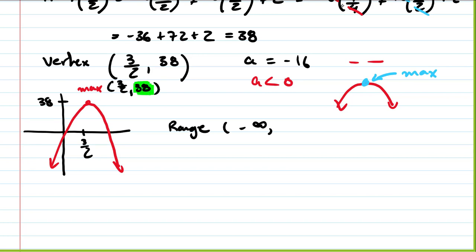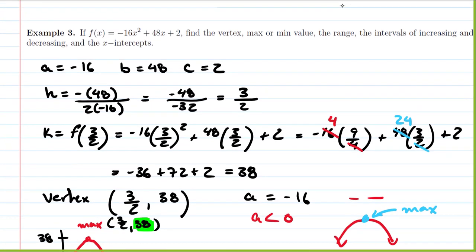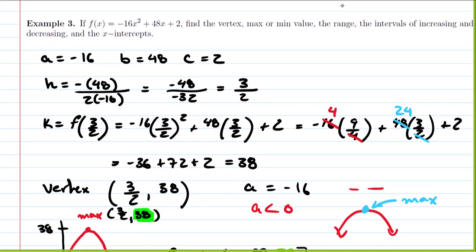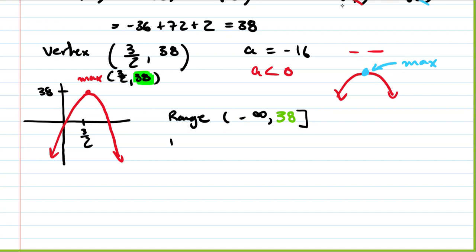Well, that's the output of the maximum, so it's going to be 38. So my range is negative infinity to 38. And now we want the intervals of increasing and decreasing.